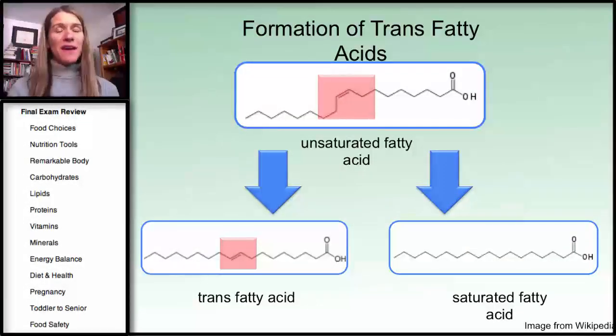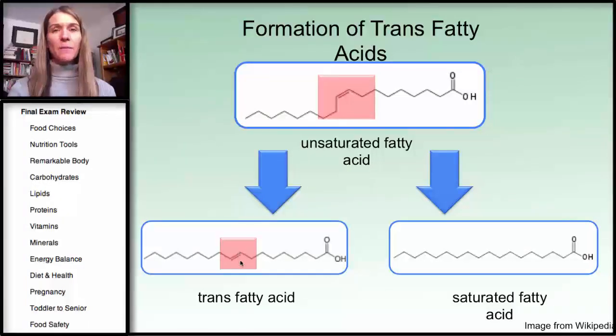The other type of fatty acid is a trans fatty acid. This does occur in nature, but to a very small extent. Most trans fats are formed through a hydrogenation process. Manufacturers will start with an unsaturated fatty acid. Under pressure, they will add hydrogen. This will form either a trans fatty acid or a saturated fatty acid. Notice how they're both very similar in structure in this image.